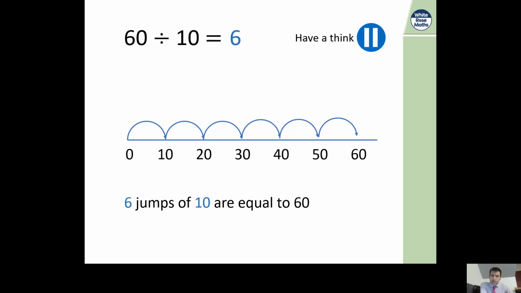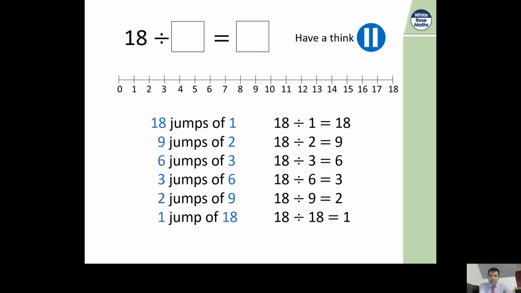If you try and work this one out, okay, so 60 divided by 10, how many jumps will we need if each jump is worth 10 to get to 60? Let's try and work that out. Pause it if you need a minute. Let's see. Okie dokie, we got 10, 20, 30, 40, 50, and finally 60. So we end up with how many jumps? I'm sure you're all shouting 6 jumps. Well done. Okay, so we've done 6 jumps.